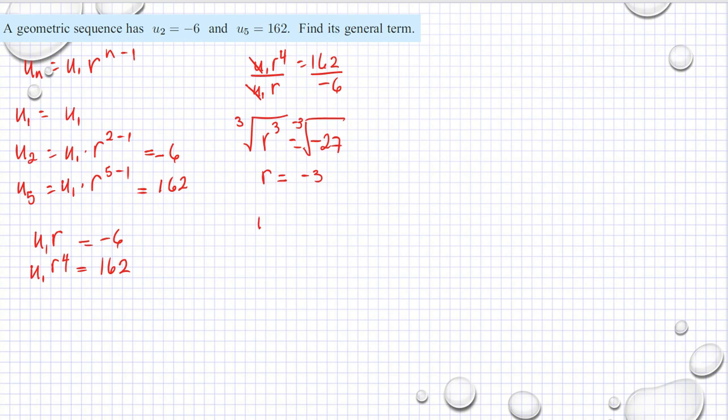We have u sub 1 multiplied by r is equal to -6. u sub 1 multiplied by negative 3 is equal to negative 6. If we divide both sides of the equation by negative 3, then we have u sub 1 is equal to 2. Okay? So our u sub n is equal to 2 multiplied by negative 3 raised to n minus 1.